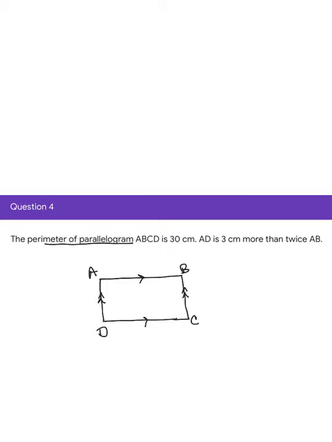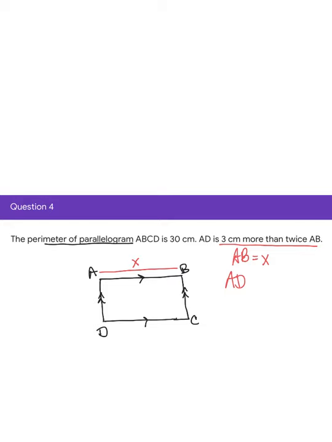Now it's saying that AD is 3 more than twice AB. Since we don't know the measure of AB, but AD is based off of the length of AB, we're going to go ahead and give that a variable. So AB is going to equal x. AD is based off of AB, so it's telling you what it measures in relation to the measurement of AB. We're going to use x to represent AB.